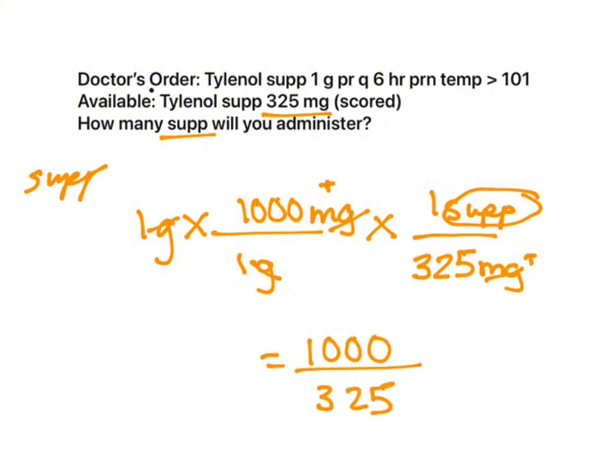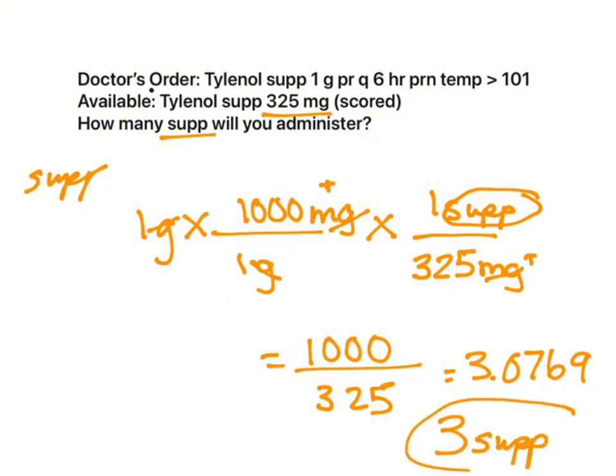And then we're just going to divide that. So 1,000 divided by 325 is going to give you 3.0769. But we can't give a point of a suppository, so we're going to round it to the nearest whole number, and that's going to be 3 suppositories. So I hope you guys got that one correct.